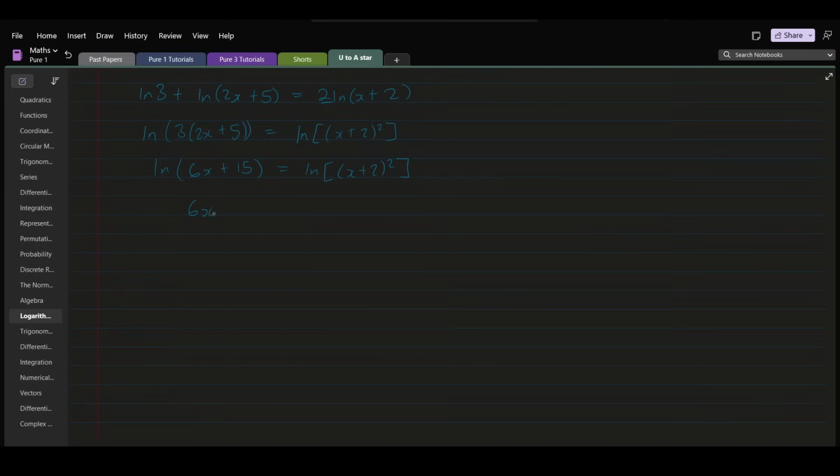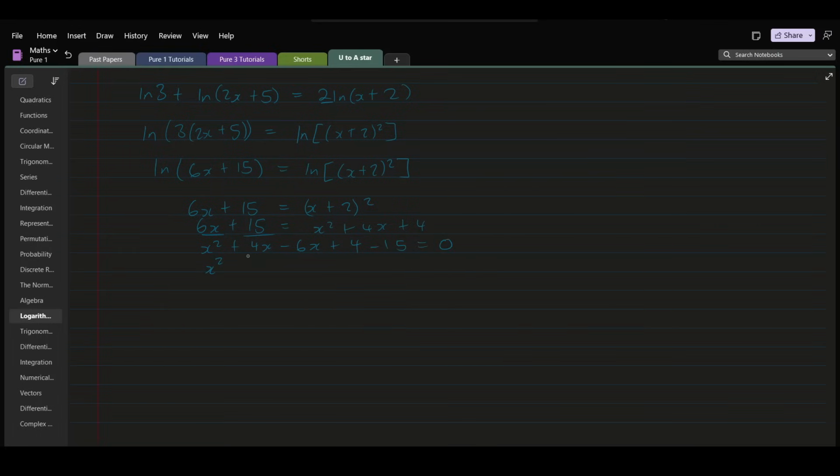Now let's apply the exponential function to both sides to get rid of the ln. So that would become 6x + 15 is equal to (x + 2) squared. Let's expand the quadratic that we have on the right hand side. So that's x² + 4x + 4. Let's put everything on one side. We have x² + 4x - 6x + 4 - 15, and this is equal to 0.